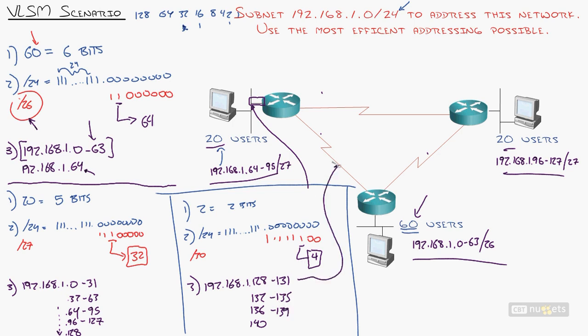Without rewriting them, I would go up here and assign these with a /30 mask at the end of them to each one of the WAN links. And there we go. That is VLSM in all its glory.